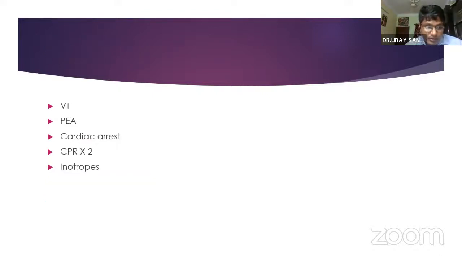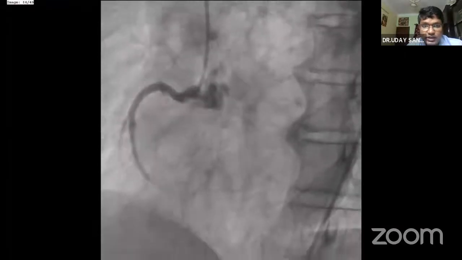When I was planning to take this patient to the cath lab, he had an electrical storm in the form of VT followed by pulseless electrical activity. ROSC came after giving 2 cycles of CPR. He was started on inotropes in the emergency. In the right shoot, the RCA was dominant without any lesion.